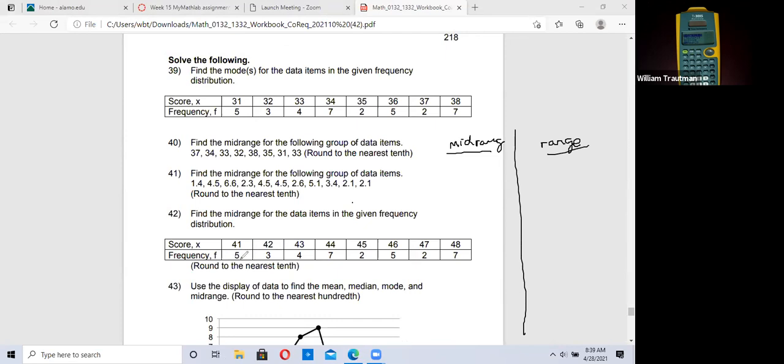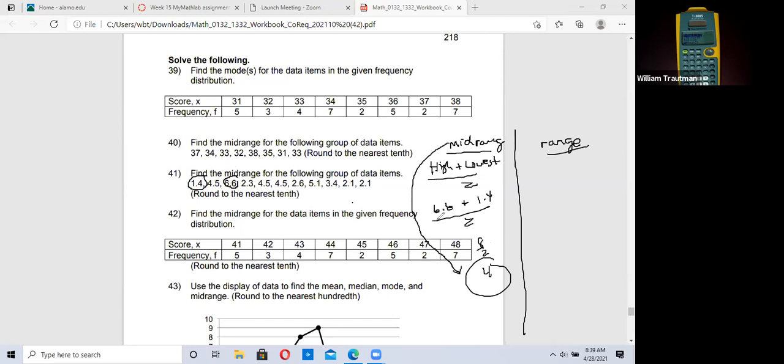The formula for mid-range was the highest piece of data plus the lowest piece of data, divided by 2. The highest piece of data here looks like 6.6, plus the lowest piece of data, I see a 1.4, and then we're going to divide this by 2. That equals 8 over 2, which is 4. So the mid-range is 4.